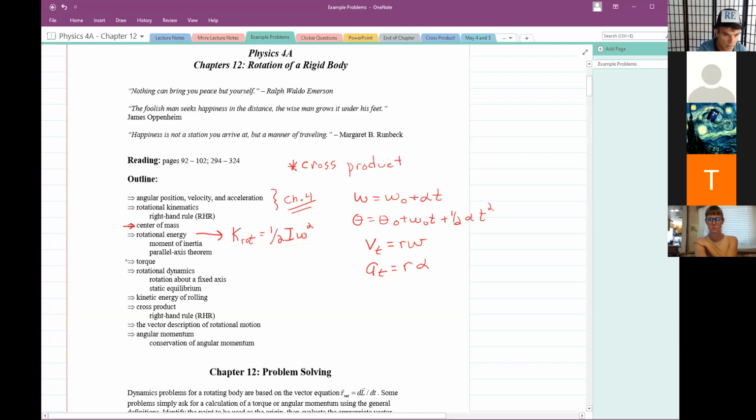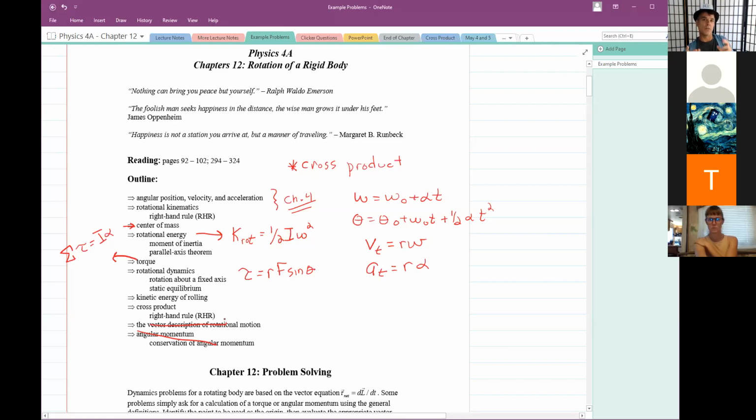And then torque, that's the other big thing here, is looking at Newton's second law for rotations, which says the sum of the torques equals I alpha. Remember, the magnitude of the torque is r F sine of theta. When you're looking at that angle, you always draw r and F tail to tail, and the angle theta is the angle between r and F. Don't worry about angular momentum. Don't worry about the vector description of rotational motion.